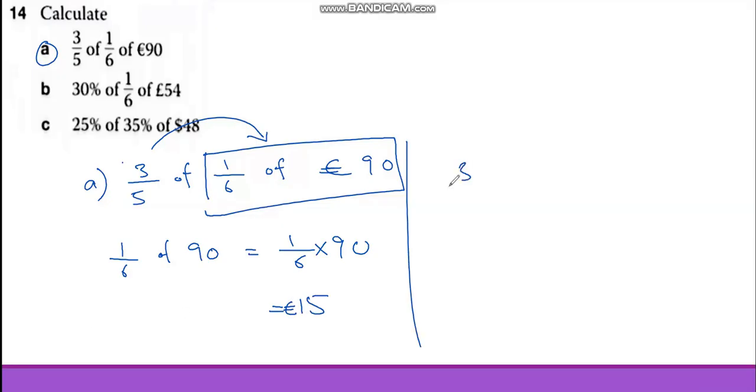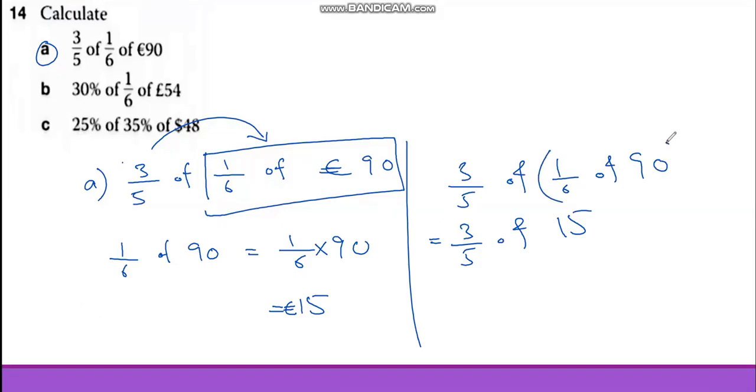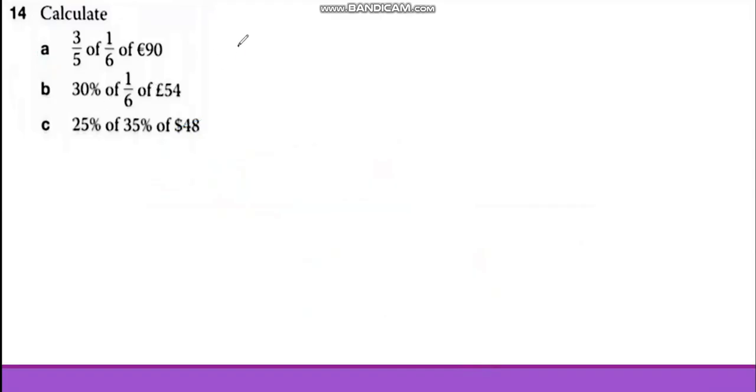Now we can find 3/5 of 15. So 3/5 of 1/6 of 90 is basically 3/5 of 15, because we know that 1/6 of 90 is 15 euros. So 3/5 of 15 is 9 over there. So the answer will be 9 euros. We can easily do the remaining parts. So by the way, I can do the B part here.